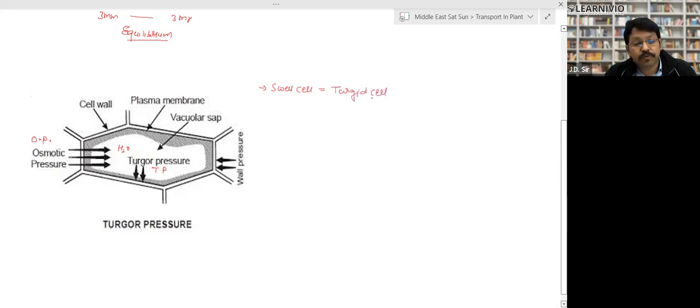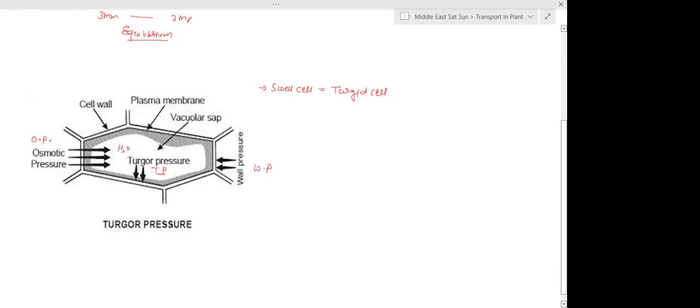Turgid cell. When the cell becomes turgid, the water will exert pressure outward. That is called turgor pressure, TP. Now what will happen when turgor pressure pushes the cell outward? The cell wall will try to maintain its shape, and the cell wall will exert pressure in the inward direction. That is called wall pressure. Is it clear or not clear? Yes. OP, TP, and WP.